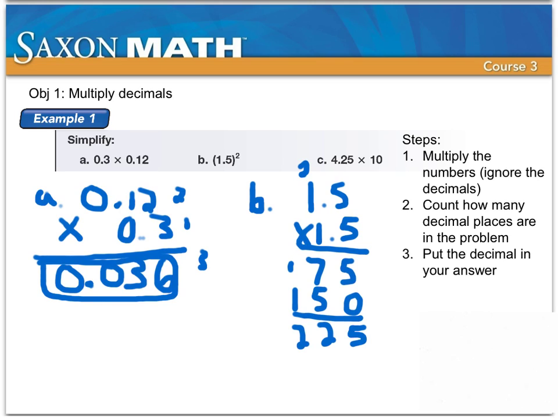Now I count the decimal places in the problem. I've got 1 up top, 1 down bottom. Again, it's the numbers after the decimal. So my answer needs to have 2 decimal places. I'm going to start on the right and count 1, 2, and put my decimal point between the 2's. 2.25.